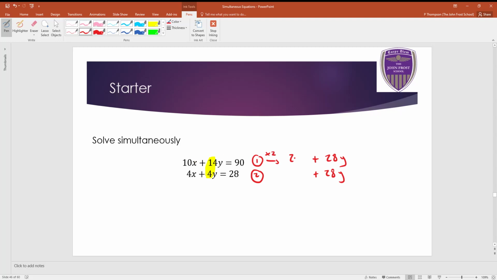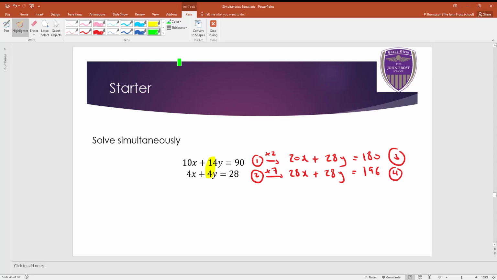So 10 times 2 is 20x's. 90 times 2 is 180. I call that equation 3 because it's changed. And then 4 times 7 is 28. And again, 4x times 7 is 28x. 28 times 7 is 196. Call that equation 4.